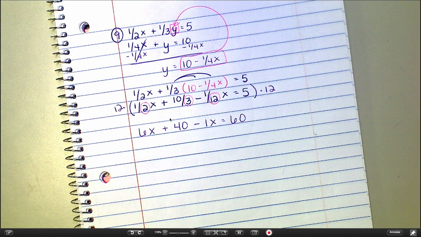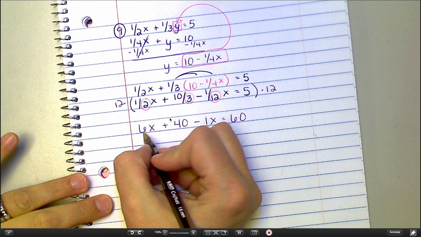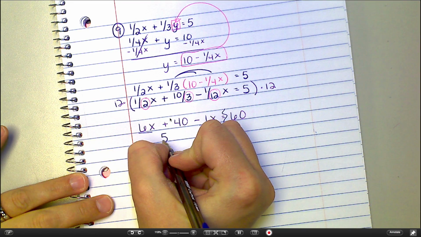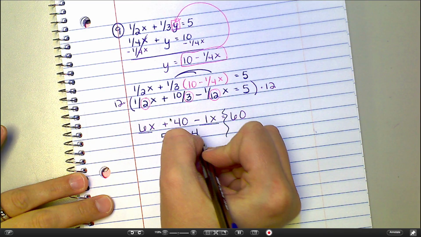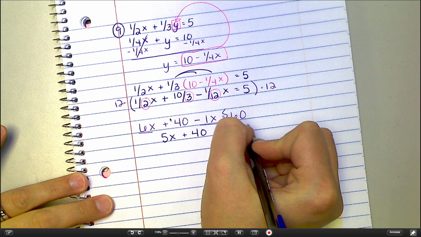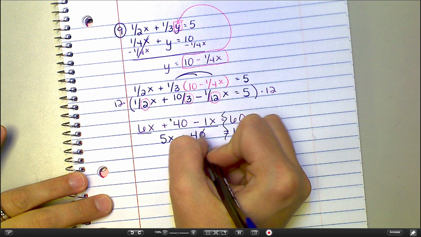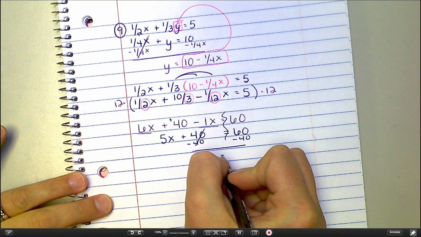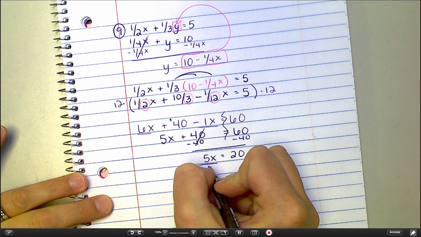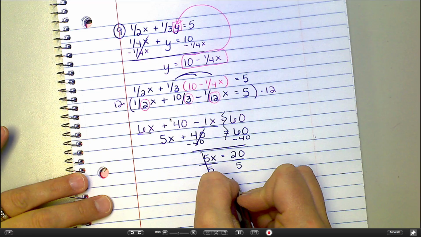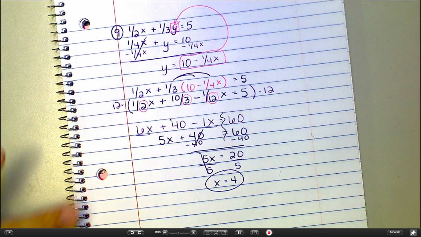So I waited for a couple of minutes until I got to a point where I had my equations combined. Now I'm clearing out the fractions. Now I can say 6x minus 1x, because they're on the same side of the equals, is 5x. So 5x plus 40 equals 60. Take away the 40. So 5x equals 20. Divide by 5. X equals 4. Good. Okay.